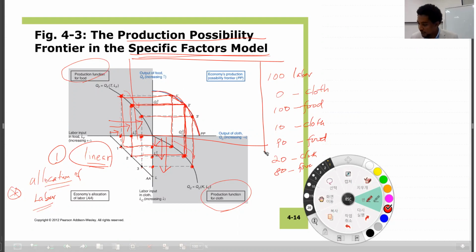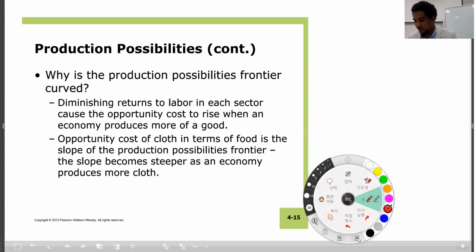Okay, so it depends on this simple assumption that when you use more labor for food, you produce more food, and when you use more labor for clothes, you produce more clothes. But this is the point where you can produce a mix of these two, food and clothes, this quantity. So this is derived from these three graphs. This four-quadrant graph shows the production possibility in the specific factor model. So I hope it is clear.